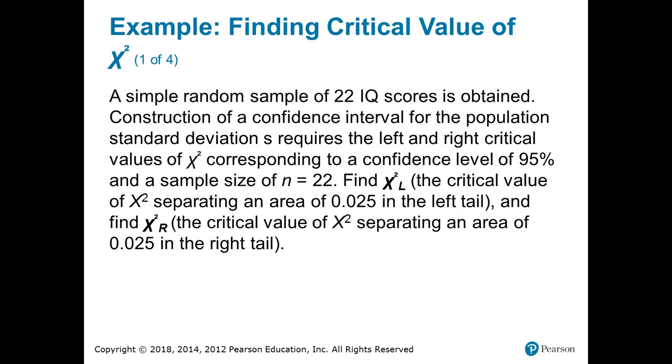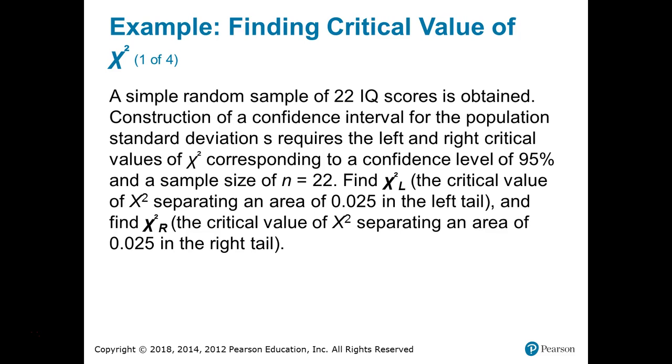So let's find an example. Now we are just finding the critical value. A simple random sample of 22 IQ scores is obtained. Construct a confidence interval for the population standard deviation sigma, requiring the left and right critical values of chi squared corresponding to a confidence level of 95% and a sample size of n equals 22.